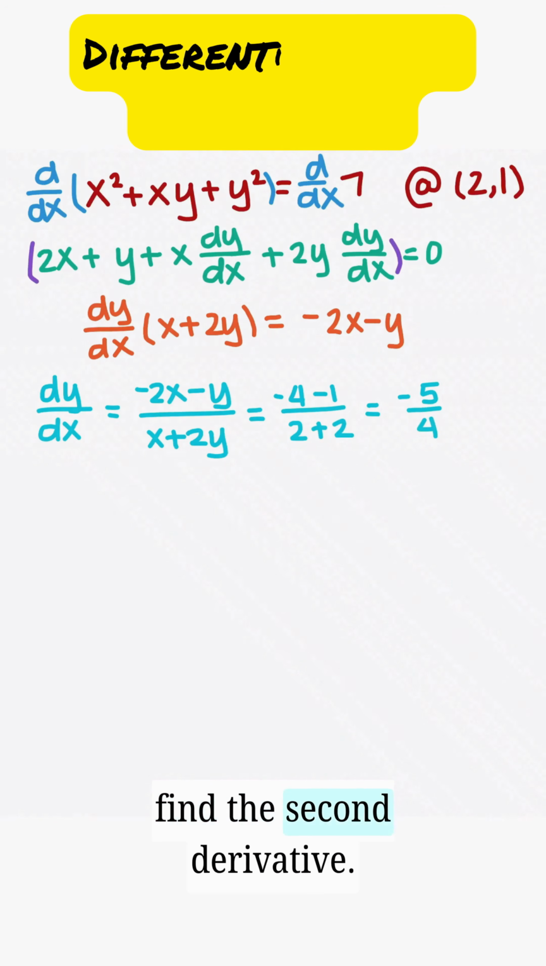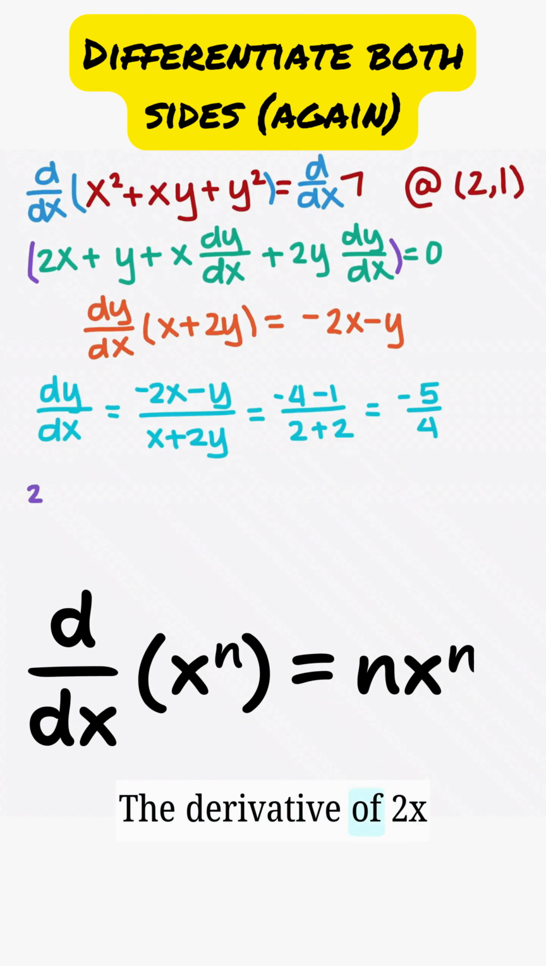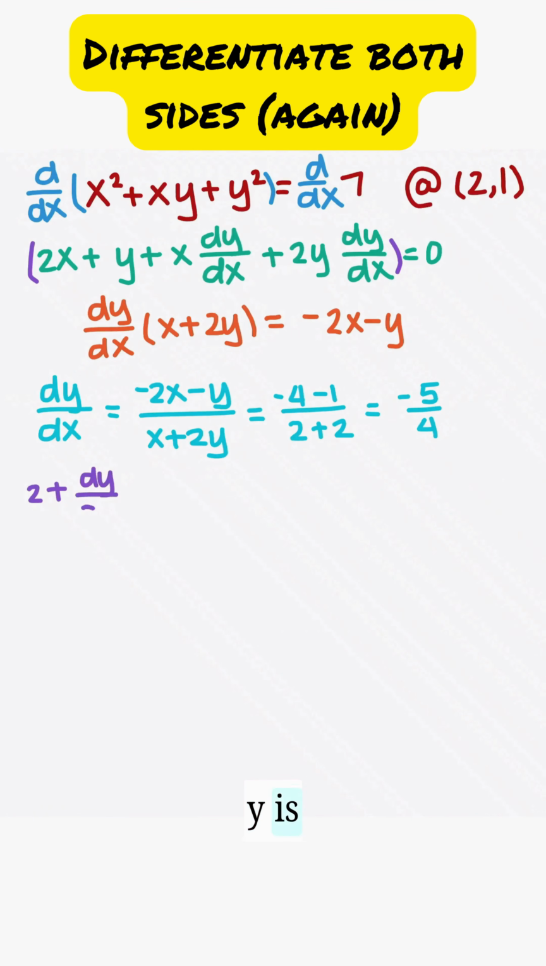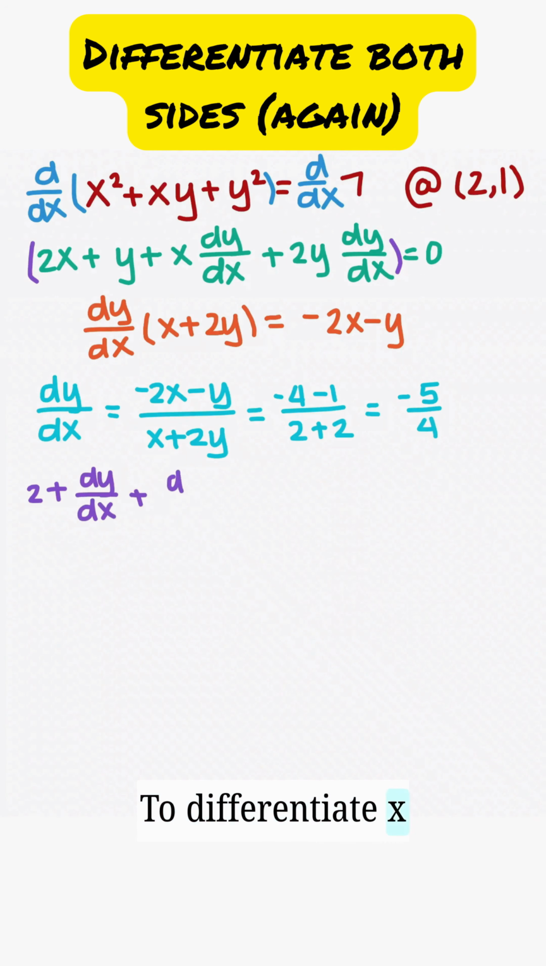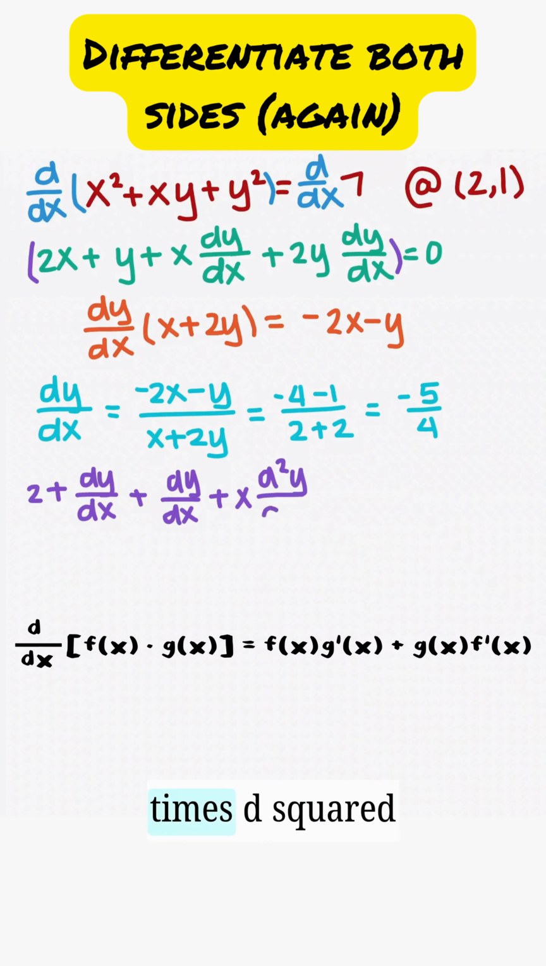Now it's time to find the second derivative. We'll implicitly differentiate both sides of our new equation one more time. The derivative of 2x is 2. The derivative of y is dy over dx. To differentiate x times dy over dx, we use the product rule. Again, we take the derivative of x, which is 1, times dy over dx, plus x times d squared y over dx squared.